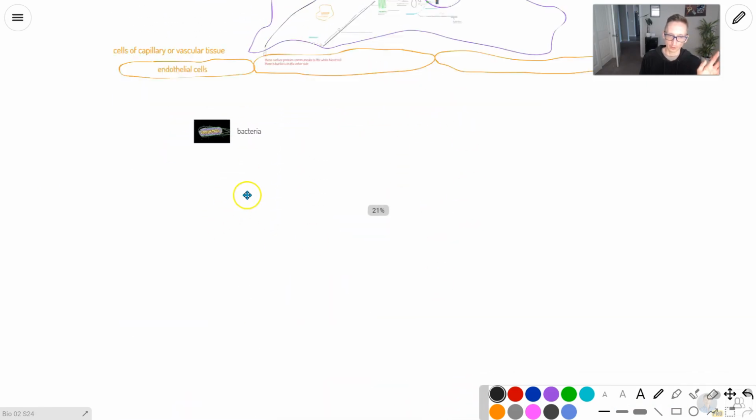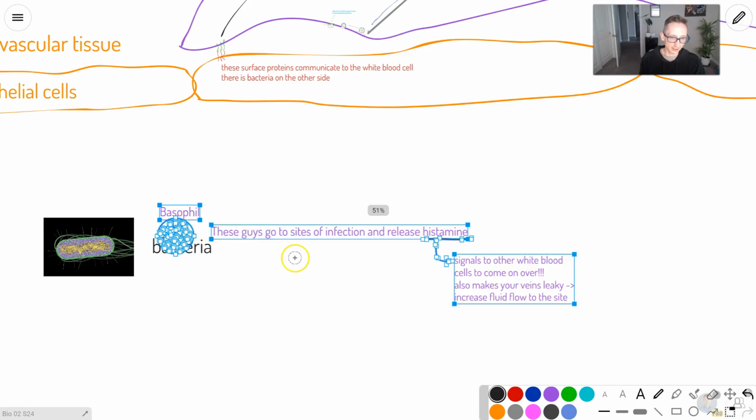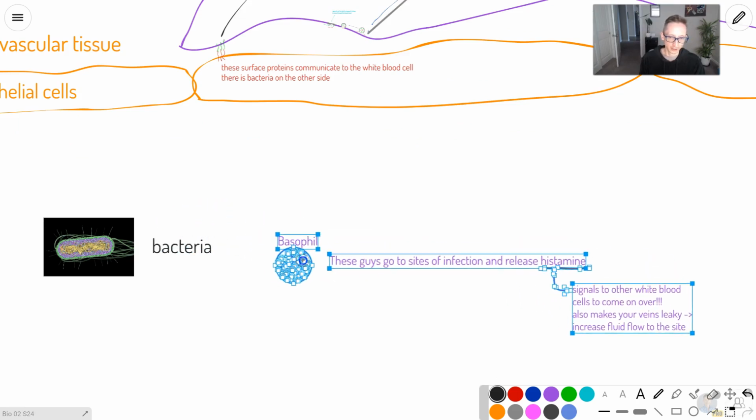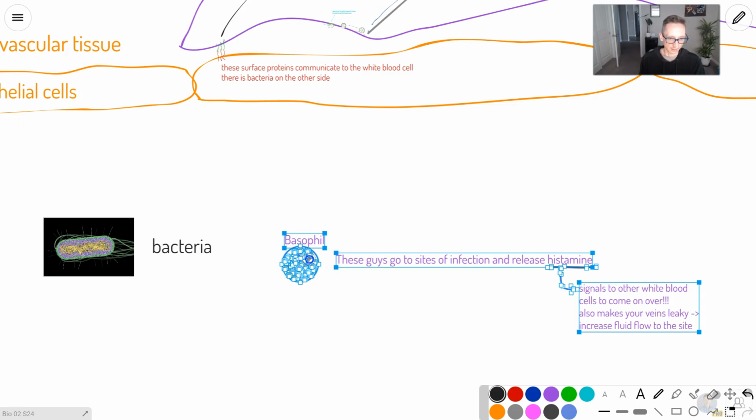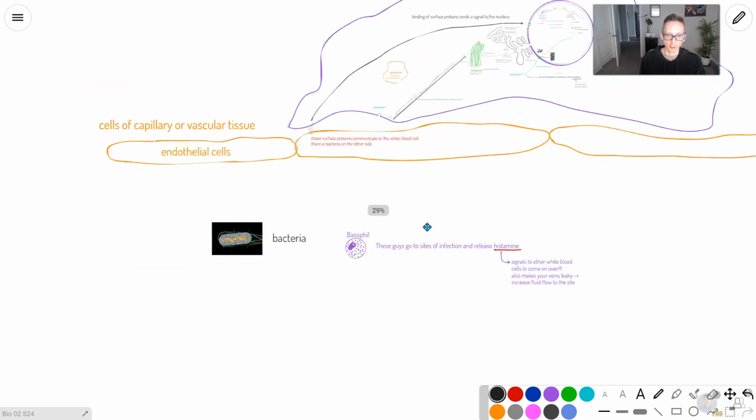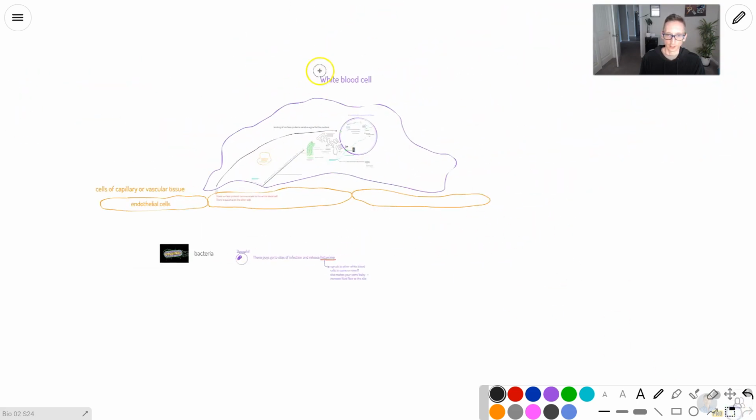I'm impressing myself. So we got this bacteria here. Let's say a basophil finds it first. All right, boom. Let me actually make another version of this. And this out here, let's say this is a macrophage. I think I said it was a neutrophil originally, but let's say it's a macrophage because it's a big boy. Another word for that would be a monocyte.